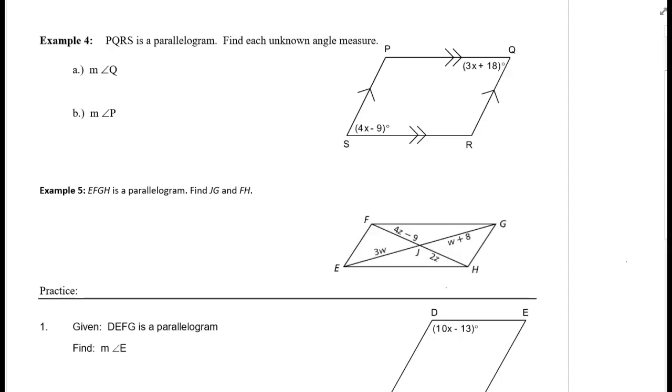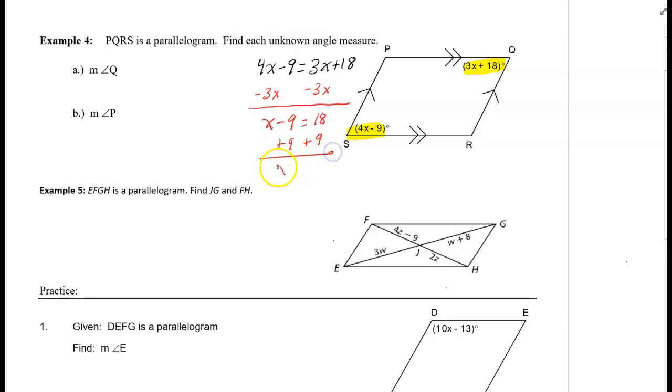So looking at example 4, the goal here is to find the measures of angle Q and angle P. Here we have angle S and angle Q. So one of the properties of a parallelogram is opposite angles are congruent. So the equation we would want to use is 4x minus 9 is equal to 3x plus 18. And now we need to use our algebra skills, subtract 3x. So x minus 9 is 18. Add 9 to both sides, and x is equal to 27.